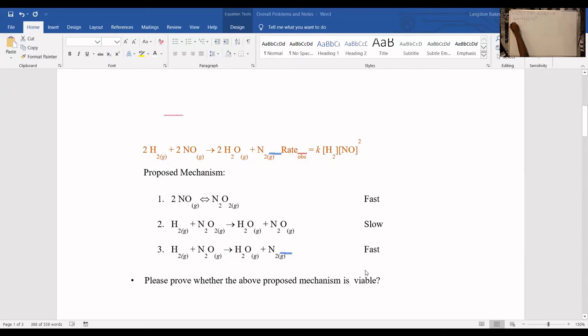I need my mechanism, so step 1 is 2 NO gas goes to N2O2. Step 2 is H2 plus N2O2 goes to H2O plus N2O, and then step 3 is H2 plus N2O goes to H2O plus N2. And then someone just drew here: what we got? This one's fast. This one's slow. This one's fast.